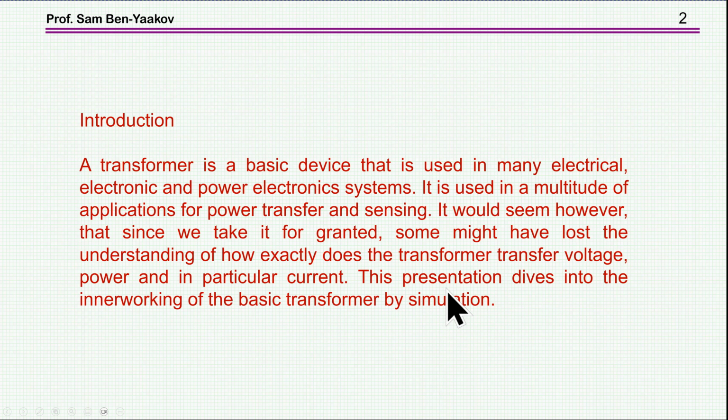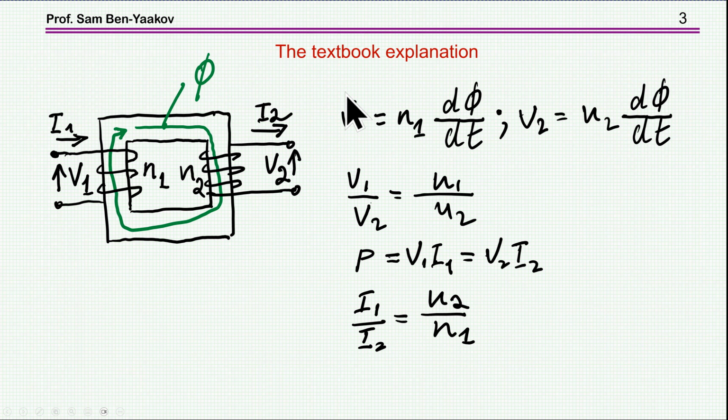Now this presentation dives into the inner working of the basic transformer, using simulation to demonstrate the waveforms and the interrelationship between the signals. So here is a typical textbook explanation of how a transformer works. Here we have a core. We have, in this particular case, two windings, and when we connect a signal or excitation to, say, V1, it will cause a magnetic flux to build up, and this flux is now coupled to the secondary, assuming that all of it or most of it is enclosed in the ferrite or in the core.